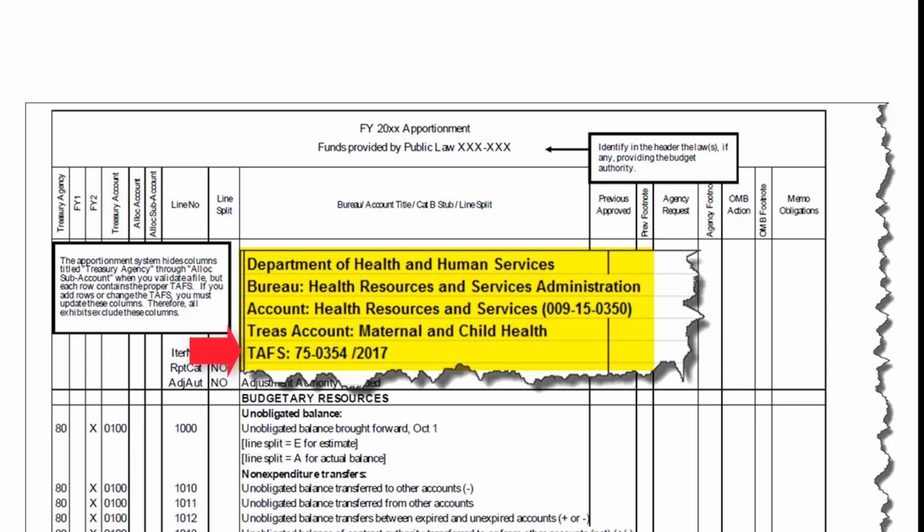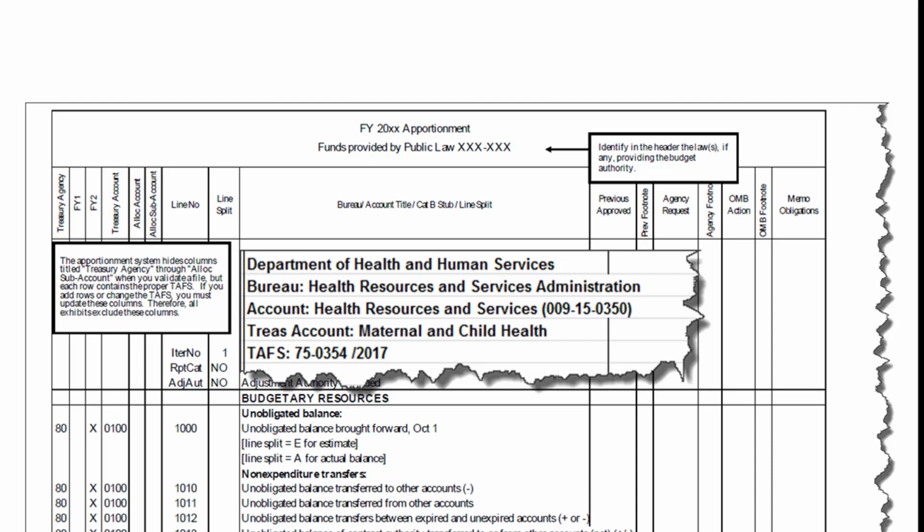In this case, 75-0354/2017. Just as a refresher on the TAFS, note that the first two digits, 75, identifies the TAFS as a Department of Health and Human Services account. The next four digits identify it as the Health Resources Maternal and Child Health account. The last four digits indicate the fiscal year of availability, in this case, a single fiscal year, 2017.